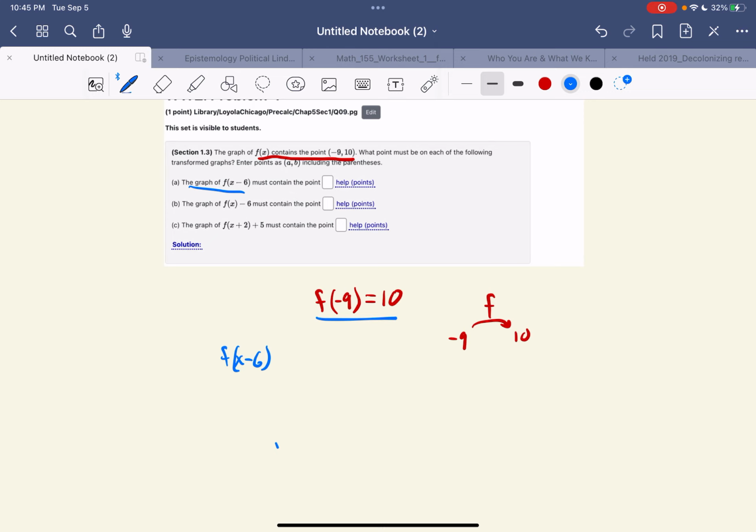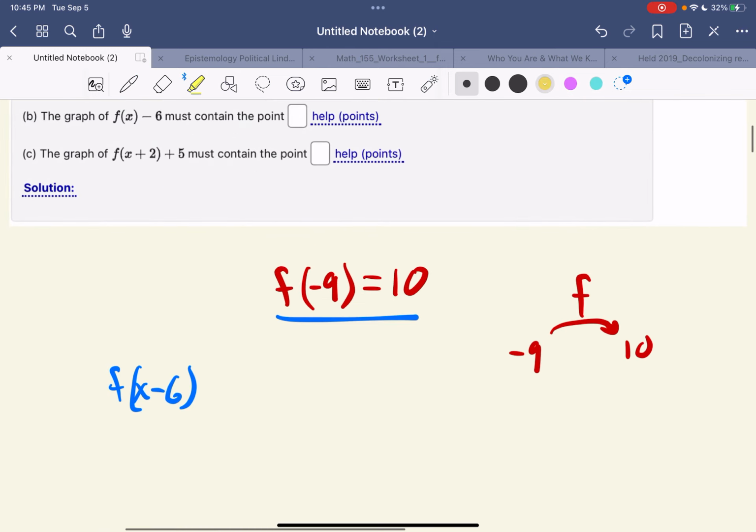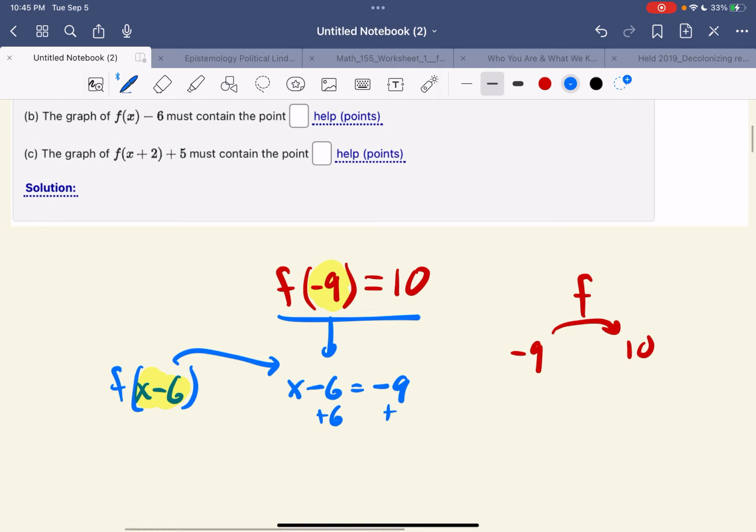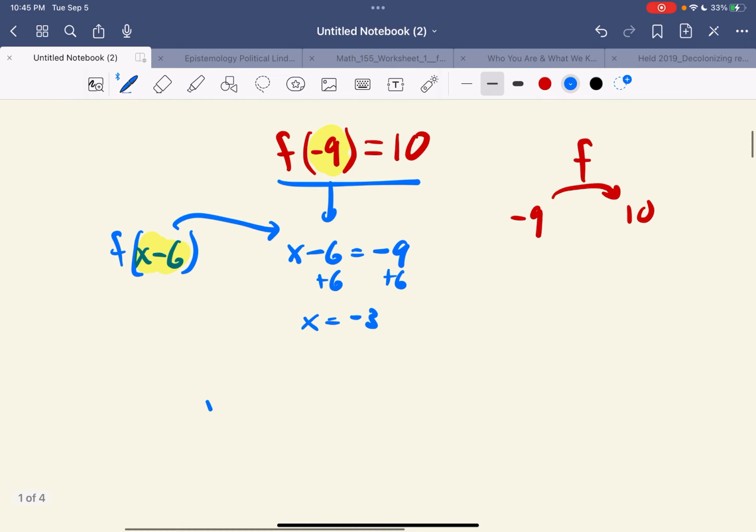So the whole idea is you stare at this long enough and you go, aha, wait a second. What if -9 was equal to x minus 6? That's all. So if x minus 6 was equal to -9, well, let's add 6 to both sides. Then x is equal to -3. True or false, when you plug in -3, that's f of -9. So when x is -3, plug it in, you'll get f of -9.